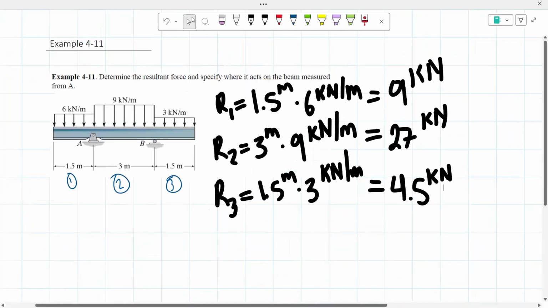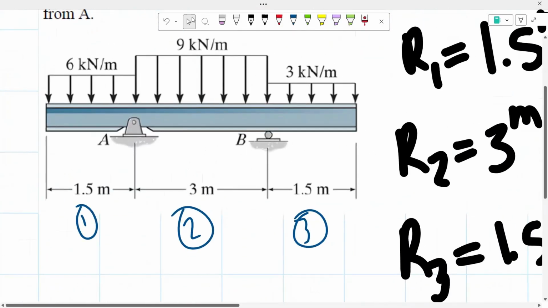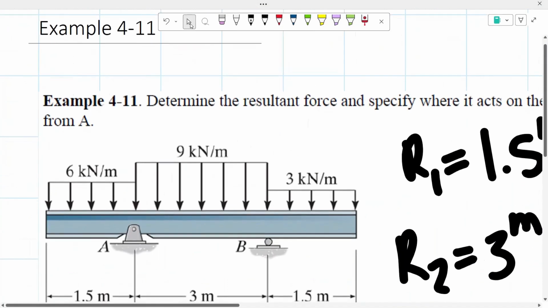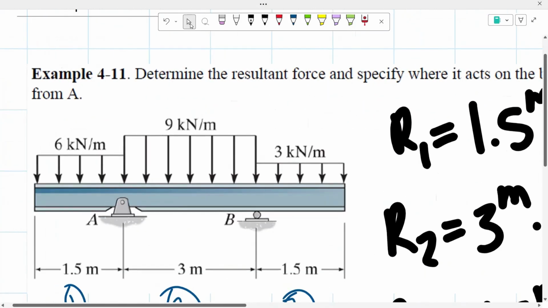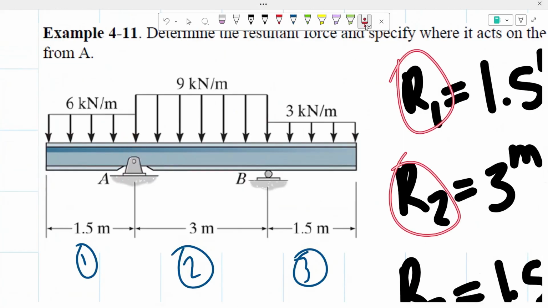Now to determine the location of these individual forces, since in the end we're going to have to determine the location of that resultant force from point A, which is right here, when determining the location for each of these individual forces, we're also going to be determining their location from point A.